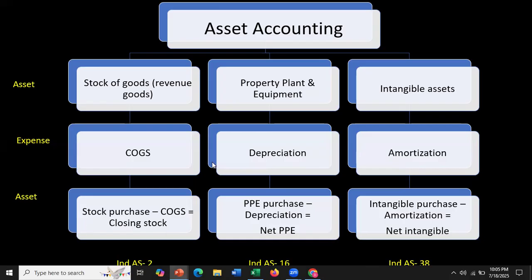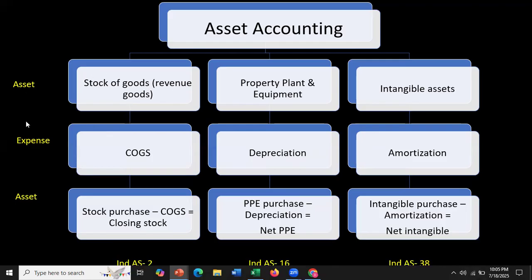In the same way, the measurement of property, plant, equipment, the corresponding depreciation, and the net value of that plant, which is cost minus depreciation, is as per Ind AS 16. Similarly, for intangible assets, the cost of measurement at the time of acquisition, the cost of using, that is amortization, and the net value is again governed by Ind AS 38.